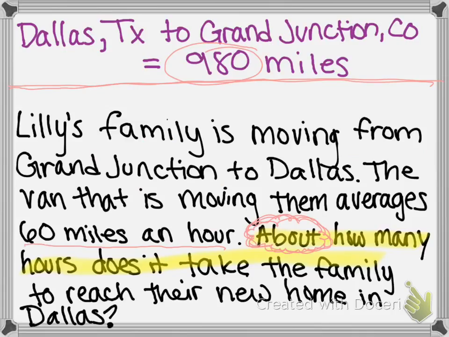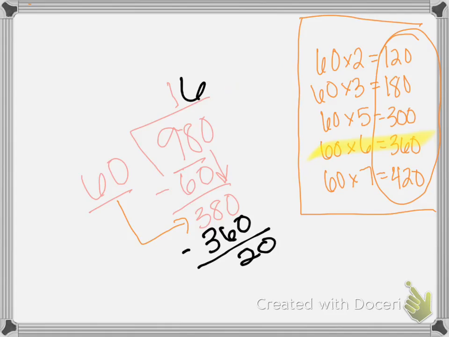So if we go back to our question, we're trying to figure out about how many hours does it take the family to reach their new home in Dallas? Well, about how many does it take? It takes Lily's family about 16 hours because this 20 would be 20 minutes, and that's not even a half an hour, so we would round down. So we would just say 16 hours, about 16 hours.